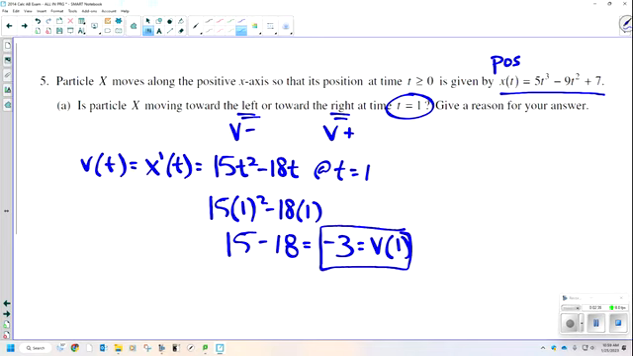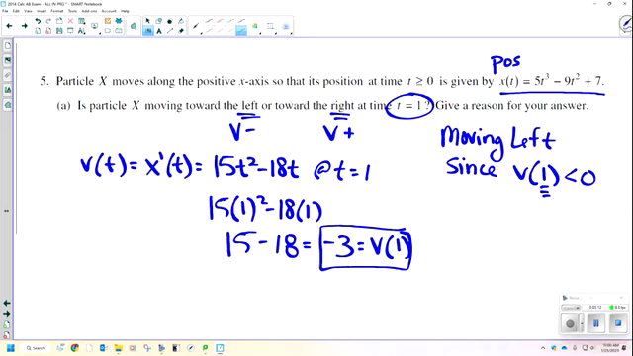They don't want to know what the value of the velocity is. We still need to answer the question. Is it moving left or right? And give a reason. That's like an explanation. So let's answer. First of all, it's moving left, since... and when you write an explanation or a reason, be specific. Don't just say since velocity is less than 0 or velocity is negative. It's the velocity at time 1. So I'm going to say velocity at 1 is less than 0. You could have said since the velocity at time 1 is negative. There are a million ways to write it, but in every one of those ways, you need to be specific. You need to mention the specific time, 1, and whether it's positive or negative, if it's moving left or right.